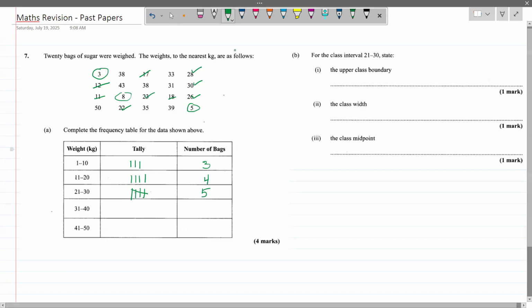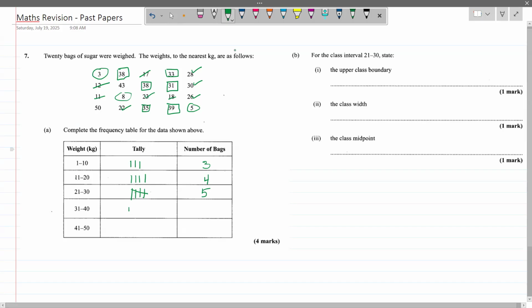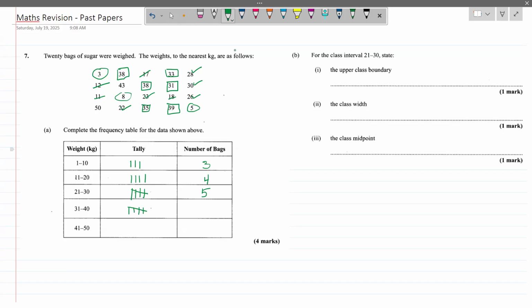Then we're doing 31 to 40. So 31. This is within 31 to 40. So is this. So is this. So is this. So is this. So we have 1, 2, 3, 4, 5, 6. And then 41 to 50, we have remaining 1, 2. And that's it. So this is how we complete our frequency table.